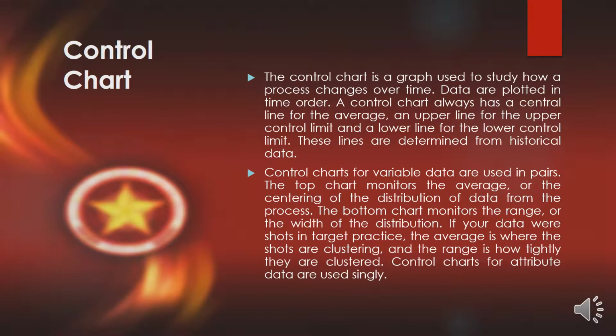Control charts for variable data are used in pairs. The top chart monitors the average, or the centering of the distribution of data from the process. The bottom chart monitors the range, or the width of the distribution. If your data were shots in target practice, the average is where the shots are clustering, and the range is how tightly they are clustered. Control charts for attribute data are used singly.